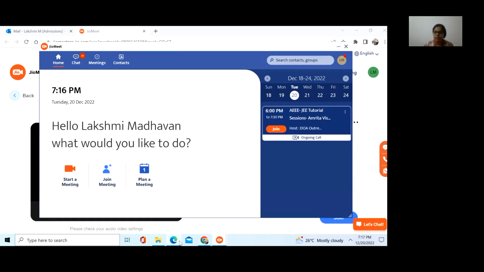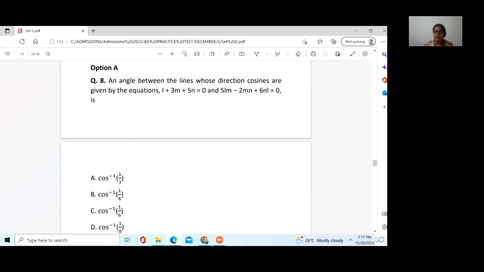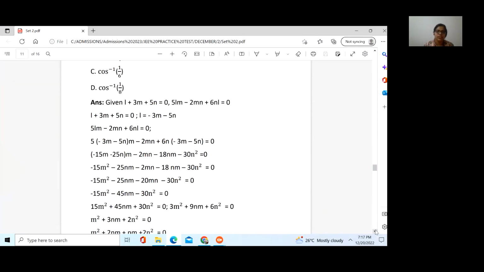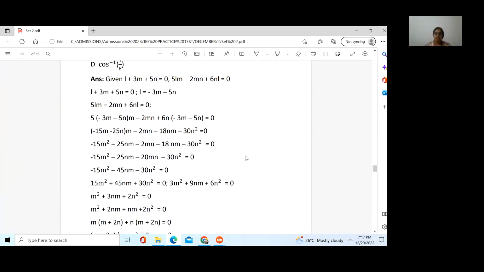Yes, okay. Thank you. So let's see how we are going to answer this question. So what is given in the question? I have just listed it out. Given l plus 3m plus 5n equal to 0 and 5lm minus 2mn plus 6nl is equal to 0. Now I need to find out the values of l, m and n. Then only I'll be able to find out the angle.